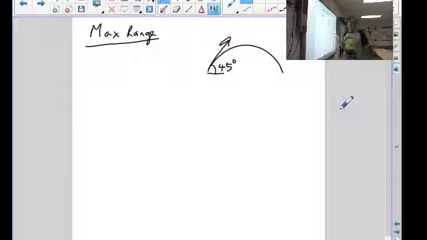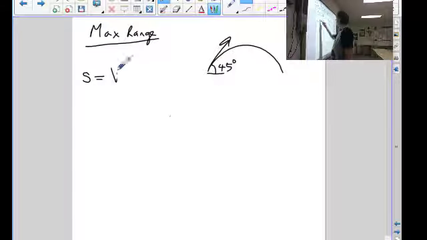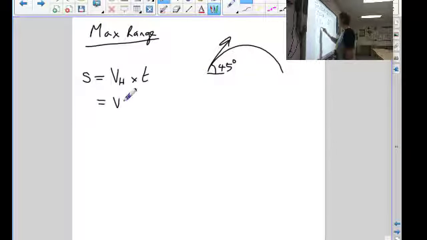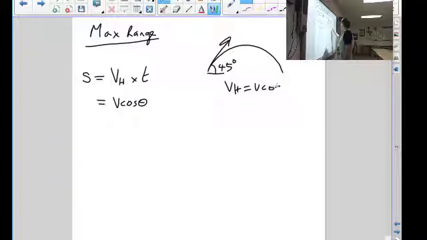Because that will give you the best combination of range, because the range, horizontally, is the horizontal velocity times the time. And it turns out that that product is at its best at 45 degrees, because you get the best combination of horizontal velocity and time. Now you can actually show that because the horizontal velocity there is based on v cos theta, from your horizontal velocity formula, VH equals v cos theta.